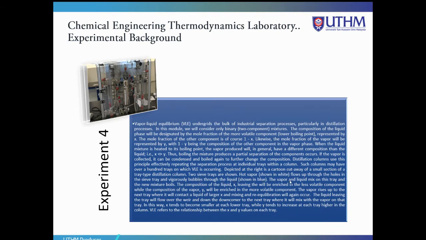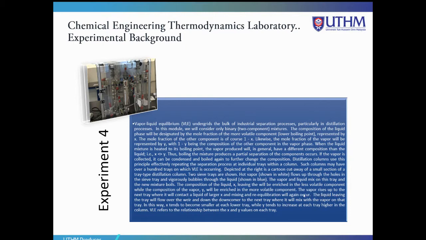Hot vapor, shown in white, flows up through the holes in the sieve tray and rigorously bubbles through the liquid, shown in blue. The vapor and liquid mix on this tray and the new mixture boils. The composition of the liquid, referring to X, leaving the tray will be enriched in the less volatile component, while the composition of the vapor will be enriched in the more volatile component.